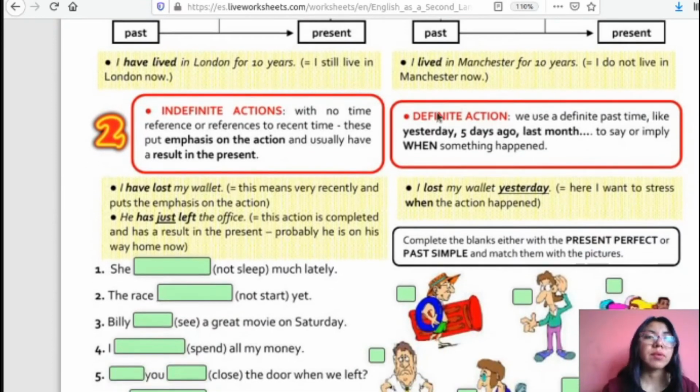The second example, indefinite actions with no time reference or reference to the recent time. These put emphasis on the action and usually have a result in the present. Okay?